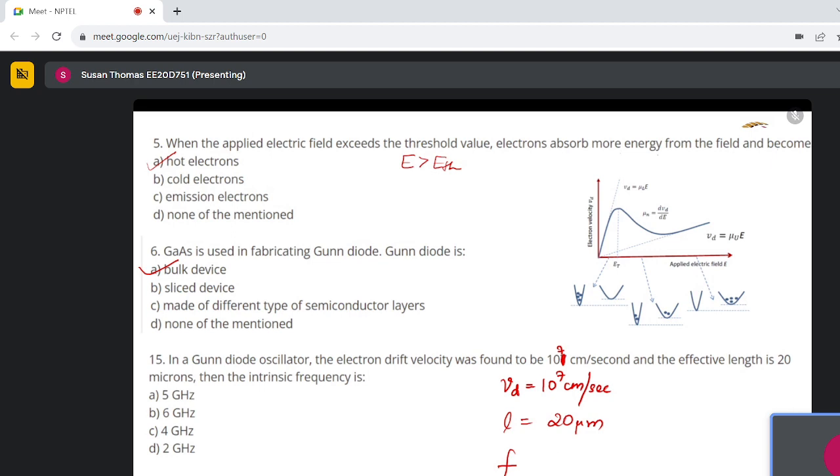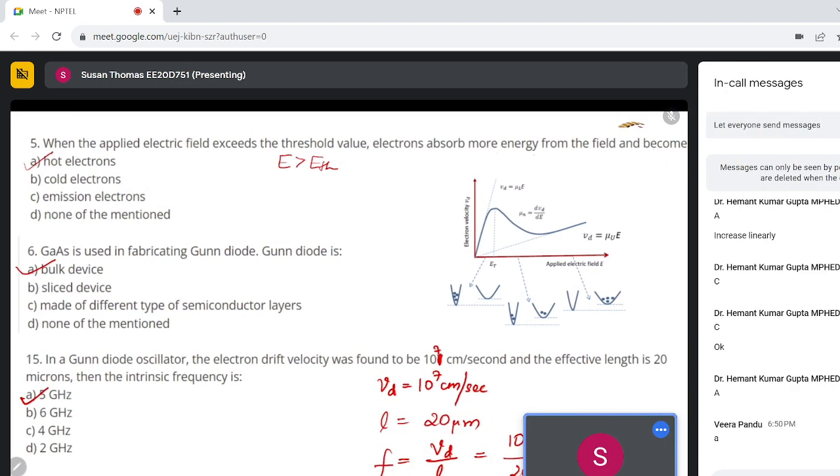So the intrinsic frequency equation is Vd by L. So 10 power 7 centimeters per second, we can make it 10 power minus 2, and then 20 into 10 power minus 6. So the answer is 5 gigahertz. Yes, as you all got the right answer, it's 5 gigahertz.